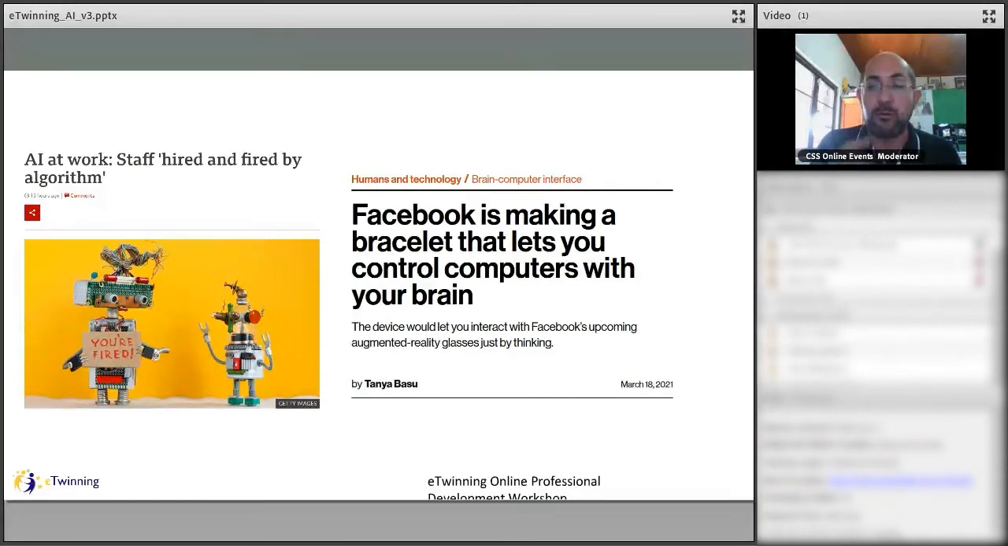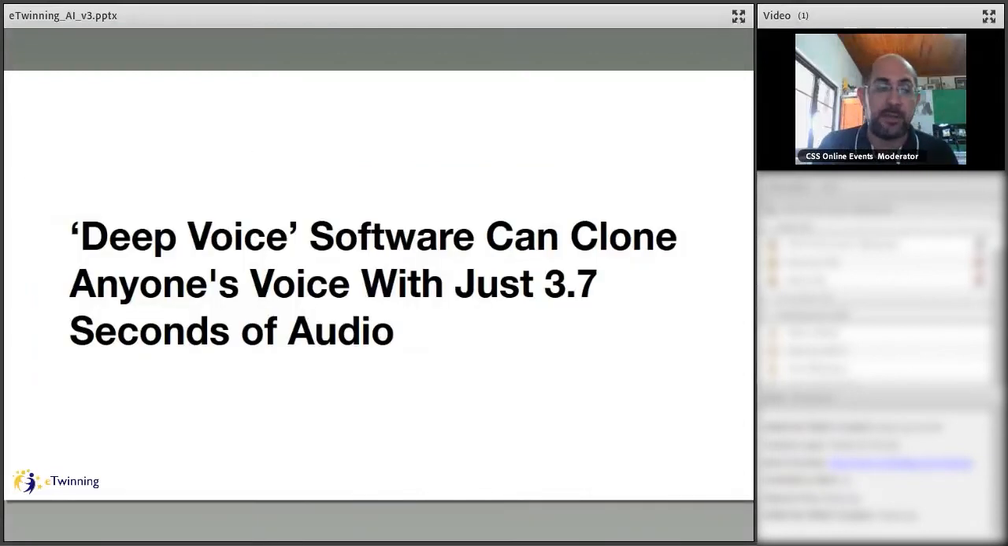And you can see on your right, Facebook is making a bracelet that lets you control computers with your brain. What? This is like sci-fi. But these kinds of things, with the power of technology and at the same time the power of AI, are not sci-fi; they are happening today. Deep voice software can clone anyone's voice with just 3.5 seconds of audio. So if someone records you talking for less than 4 seconds, they can clone your voice and make you say things that you would not expect to hear yourself say.